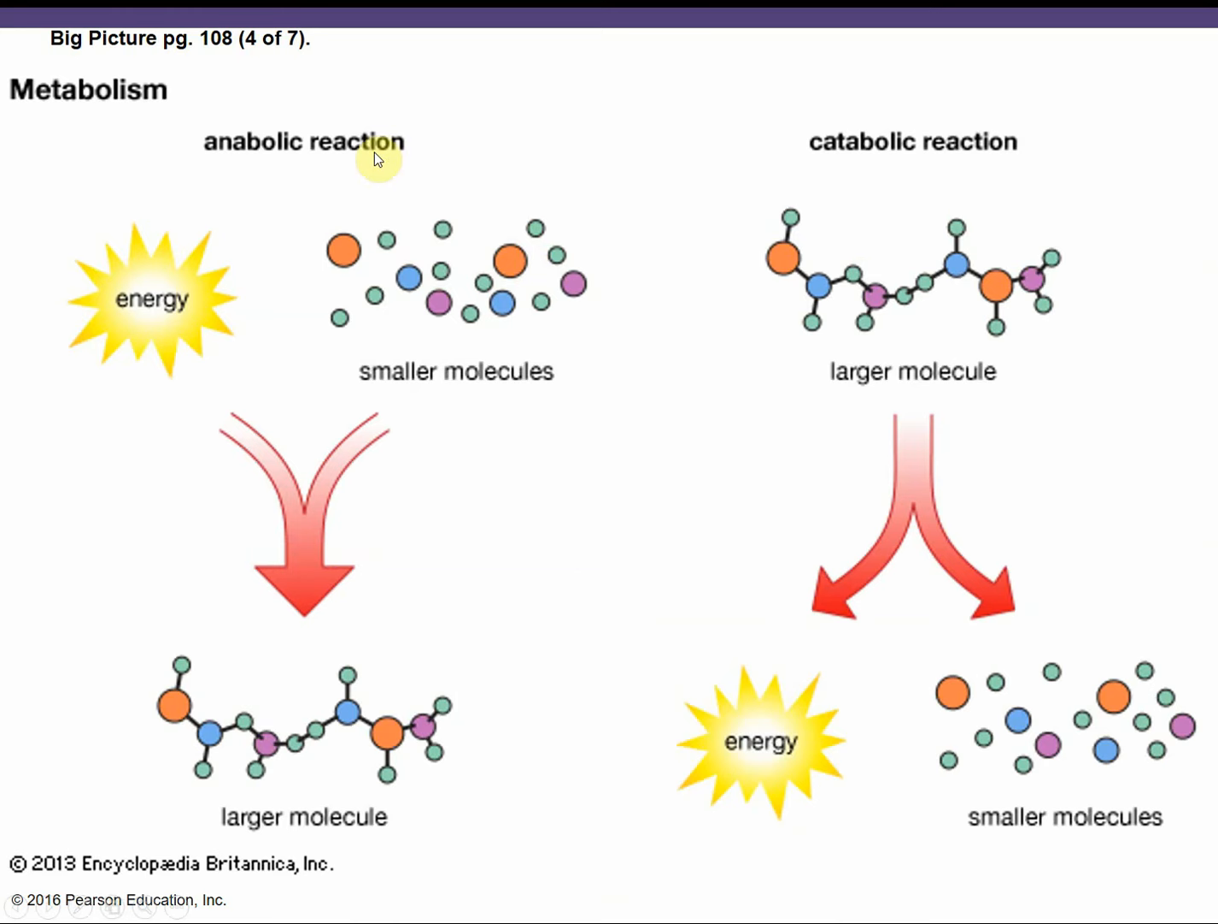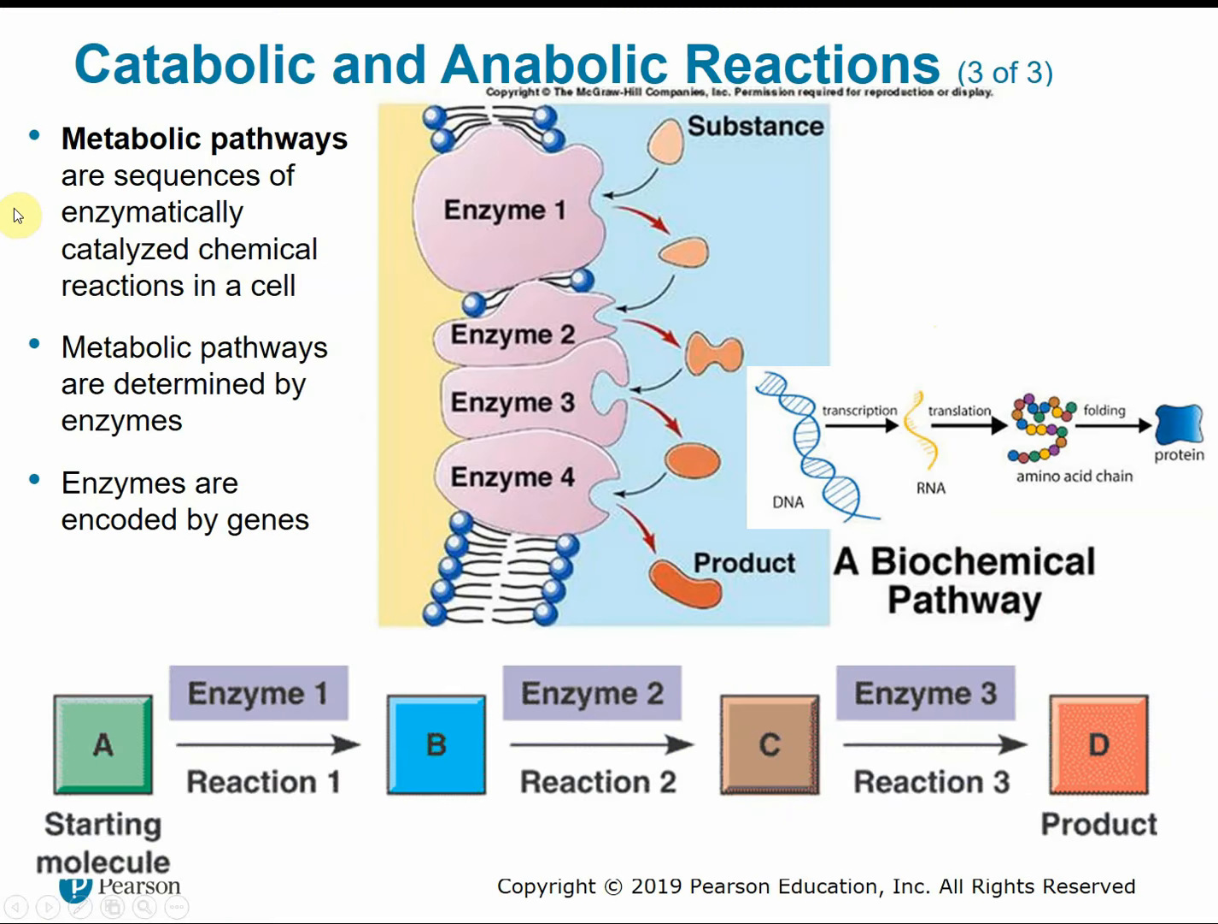With anabolic reactions, we're using energy to make larger molecules from smaller molecules. Again, it takes energy to form these molecules, to hold all of these atoms together. Catabolic reactions are the opposite. We start with a larger, more complex molecule, and we break it apart. We break all these bonds, and we liberate the energy that was holding the atoms together, and we're left with smaller molecules.